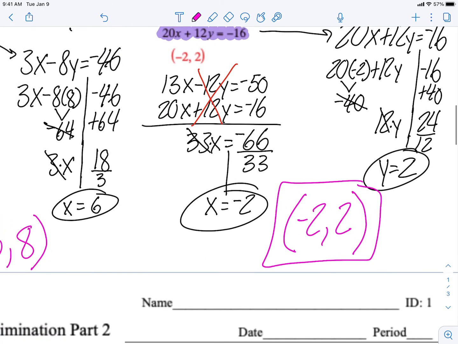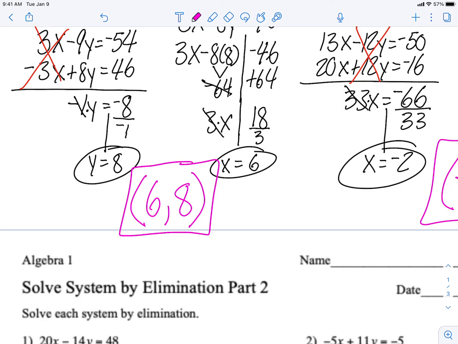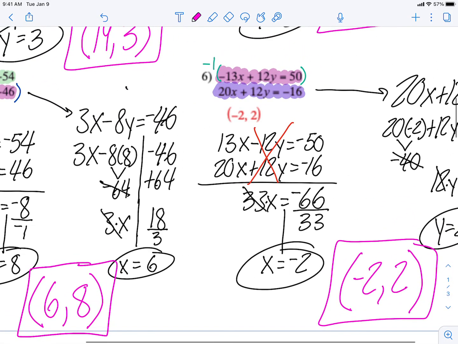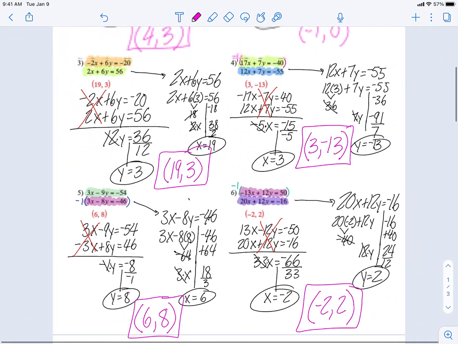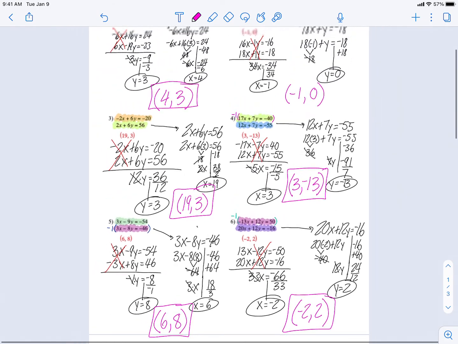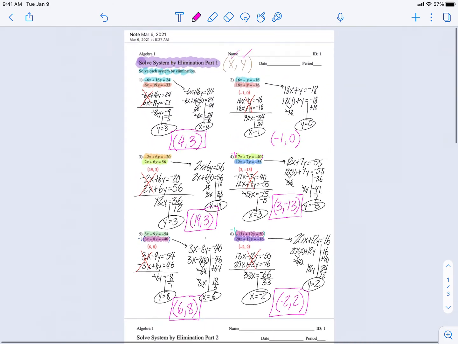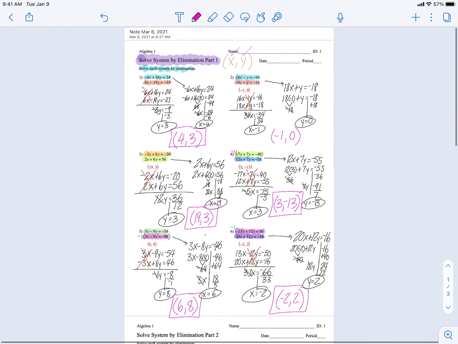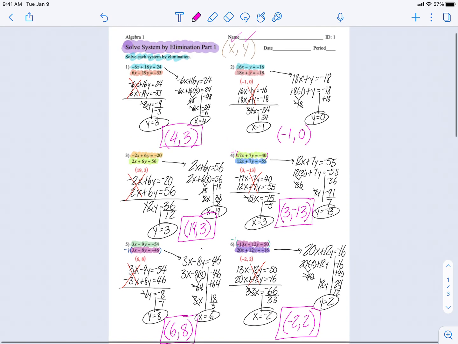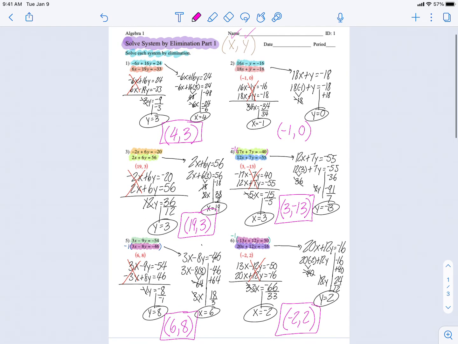Look at that. And again, I forgot to box my answer. Okay, so there you go. Look at that. That's how you do these 6 problems on this assignment. So make sure that you have copied everything down in order to get the maximum amount of points in your assignment.